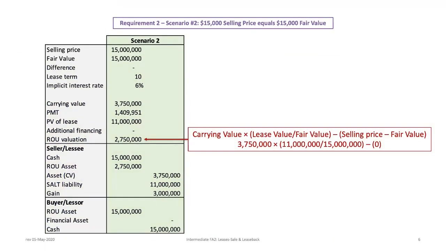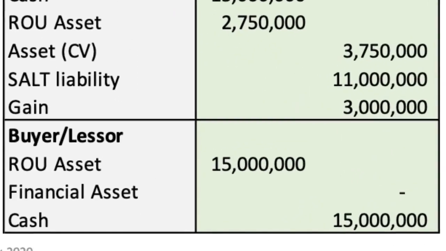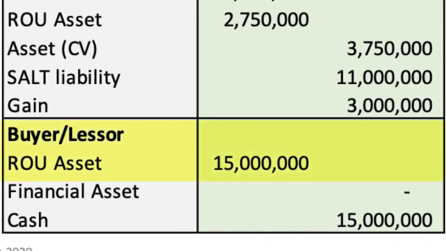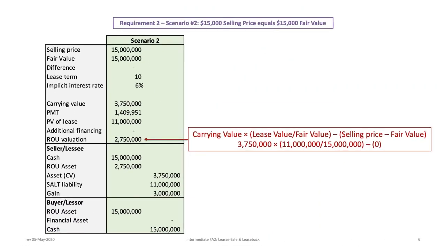Finally, we can prepare the journal entry for the lessor buyer. This one is even easier, and we debit the ROU asset account for the $15 million fair value and credit cash for the $15 million cash paid. There are no other differences to account for in this scenario.